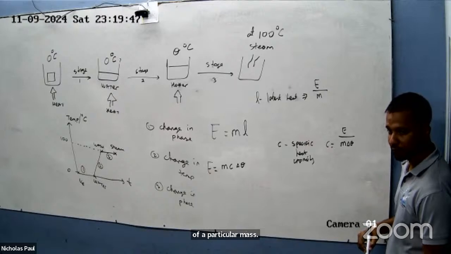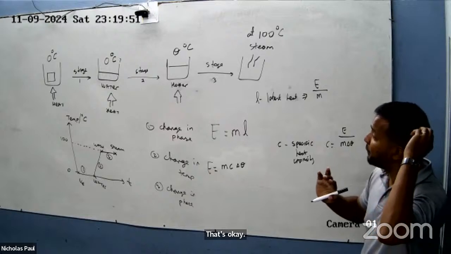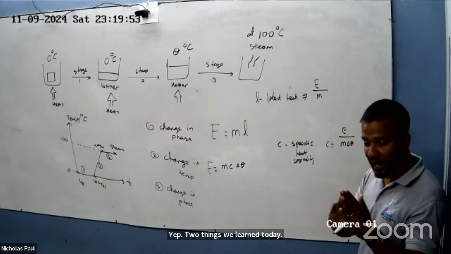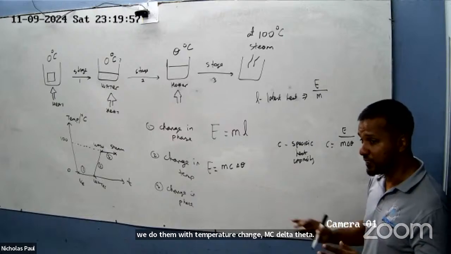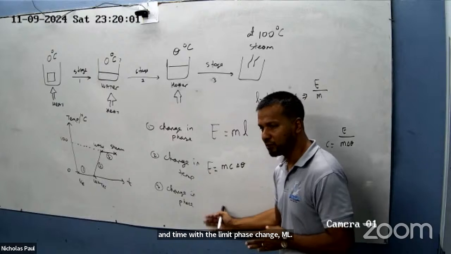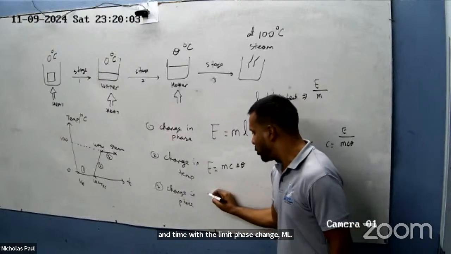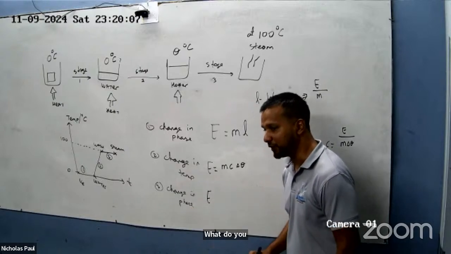That's okay? Yeah. So two things we learned today. Anytime we're dealing with temperature change, mcΔθ. Anytime we're dealing with phase change, ml. Right? So what's the formula here, Josh? What do you think the formula will be here during a phase change? Is equal to what?